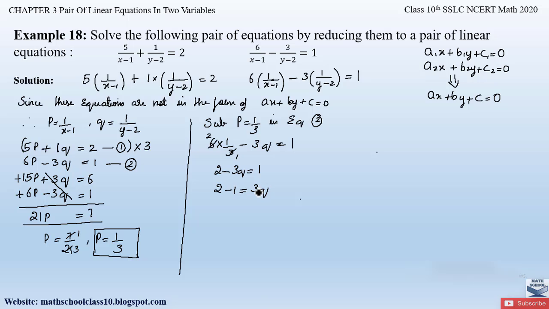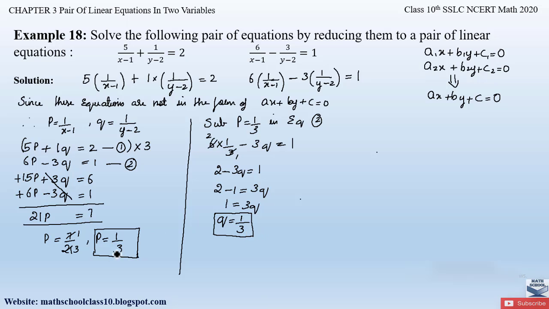The signs will change. 2 minus 1 is how much? Again it is 1, so 1 is equal to 3Q, or Q is equal to again 1 by 3. So we got P is equal to 1 by 3 and Q is equal to 1 by 3.